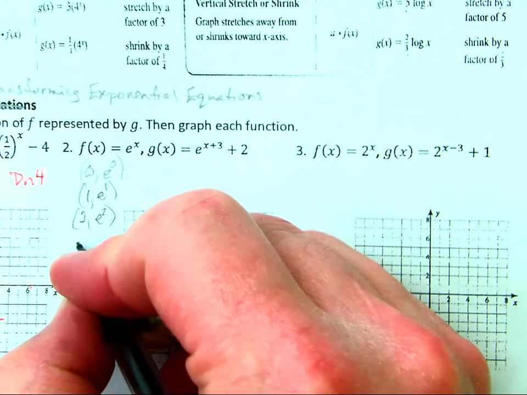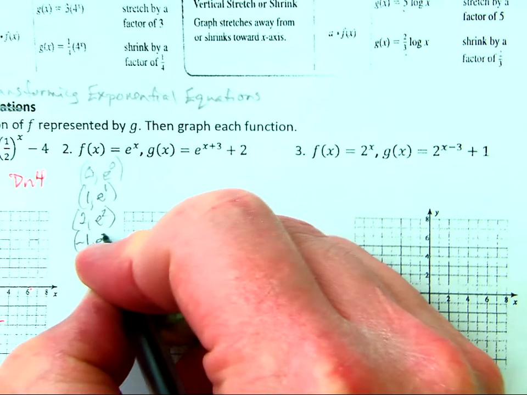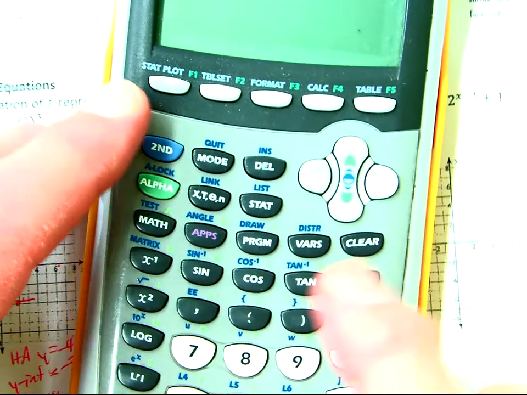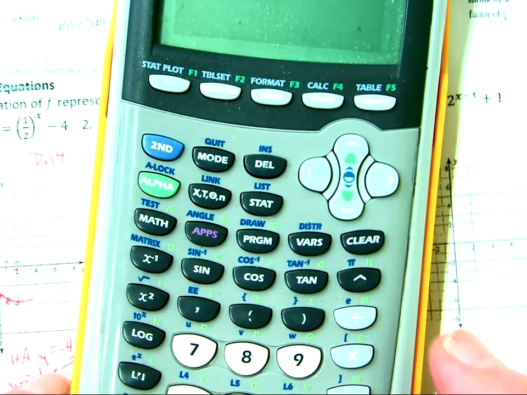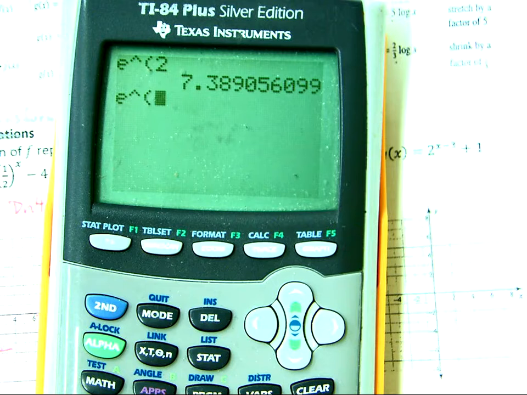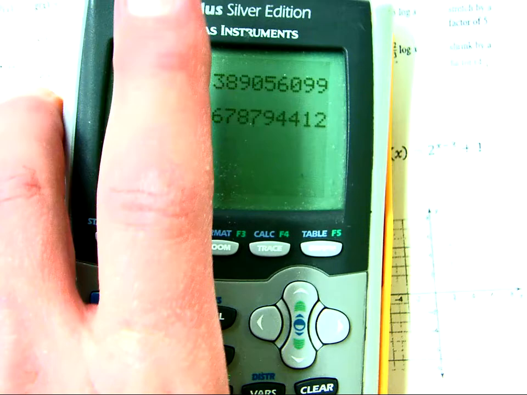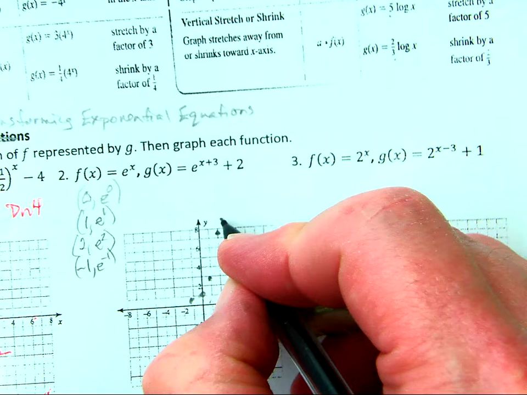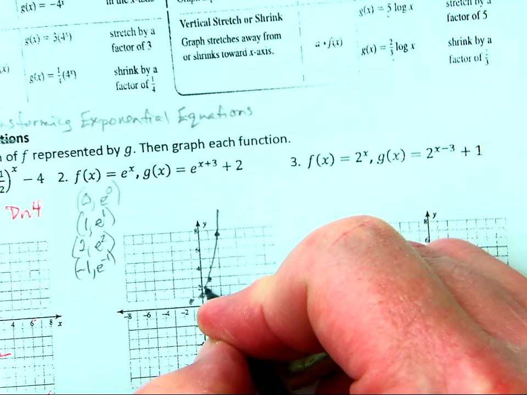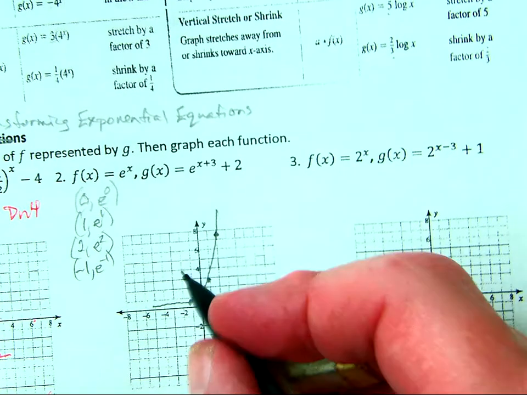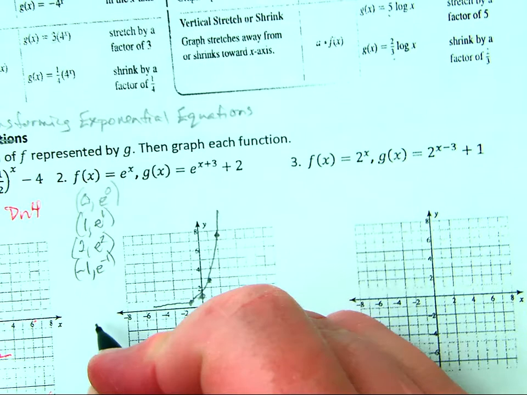If we put in -1, that's e to the -1. We can do that on our calculator. So again, you hit second, e to the x for the exponent, and I put -1. It says it's 0.367, so about 0.4. So at -1, we're at 0.4. Well, that's enough to give us our graph there. So there's our graph. It looks like it is increasing.